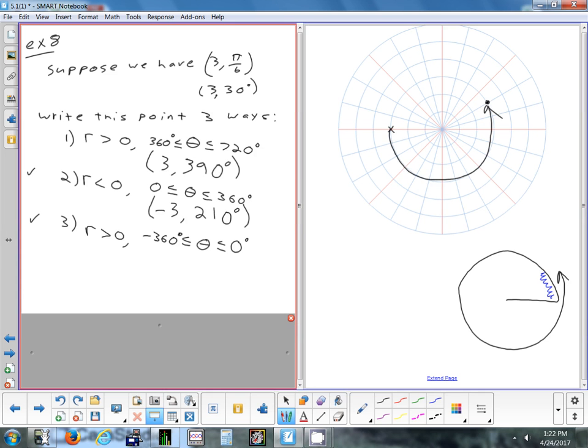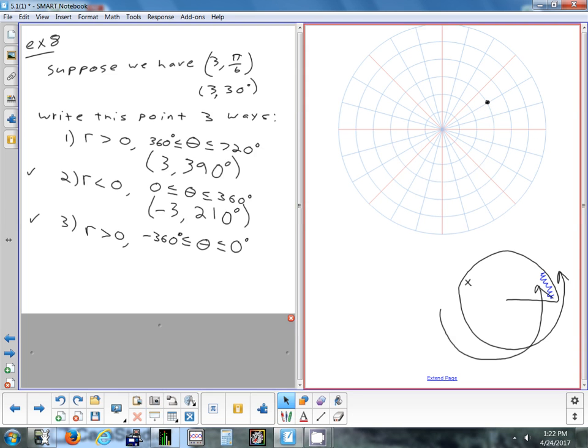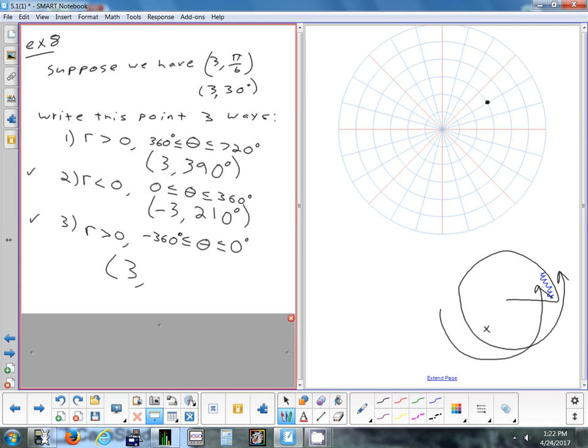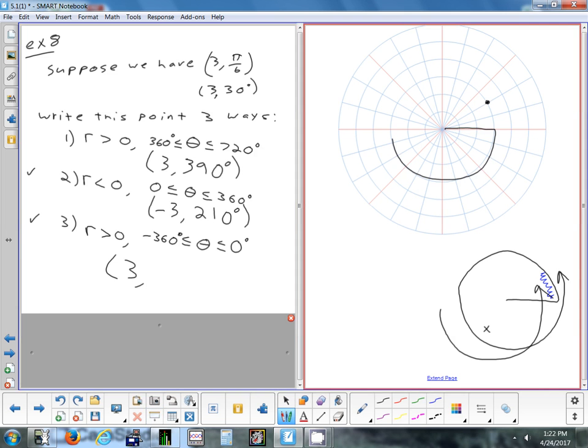And the last one, they want positive radius, but they want a negative angle. So Eli, what does my radius have to be in this one? 3. Yeah, it's got to be 3 because if it's not 3, you're not on the third circle. And they want it to be positive. But this time they want me to go the other way. So it's basically like taking the long way to get to that point.